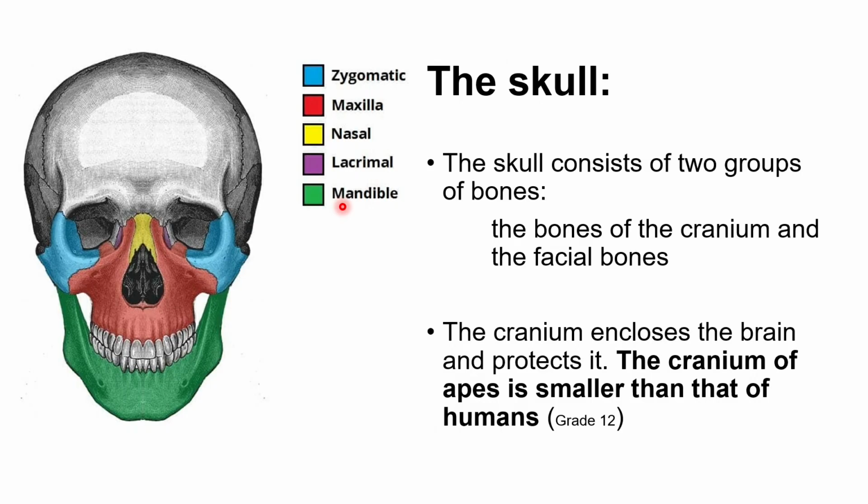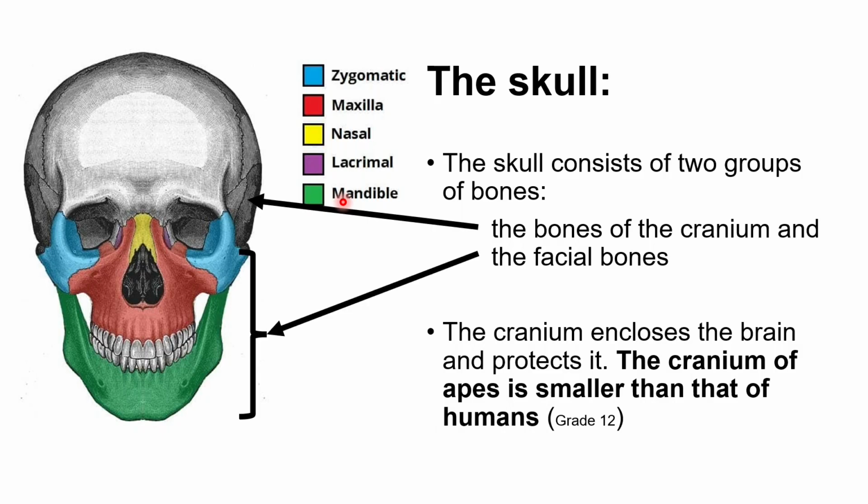Right, let's start with the skull. The skull consists of two different groups of bones. We've got the bones that are part of the cranium and then the facial bones. Now there are different facial bones which we'll study just now. But first I want to look at the cranium part, this part that is colored gray.